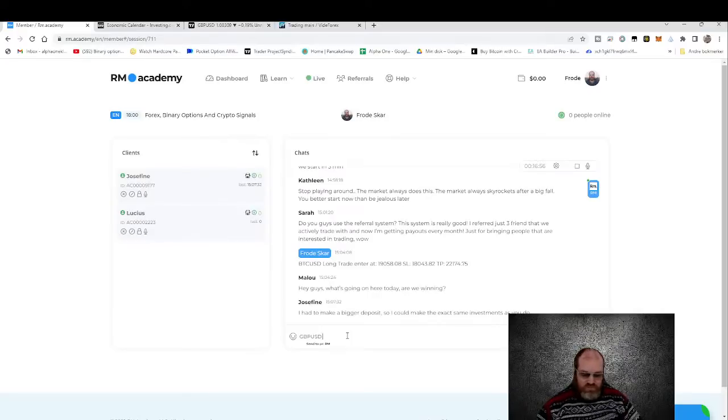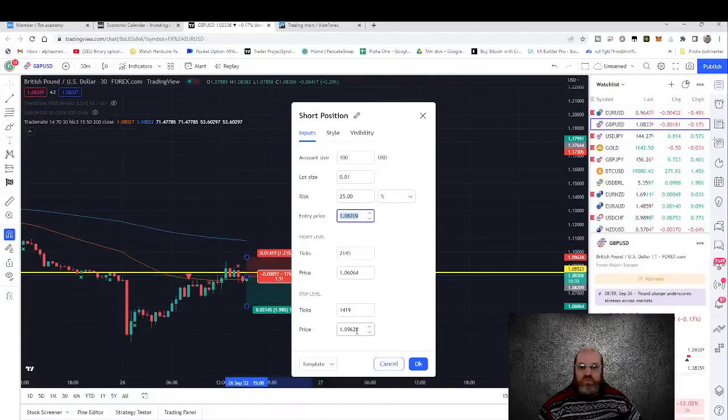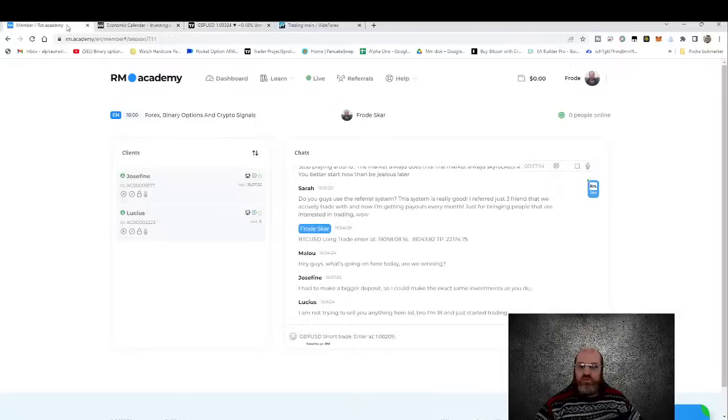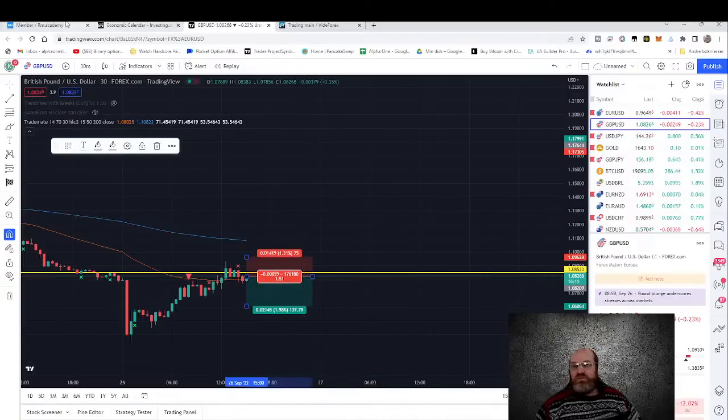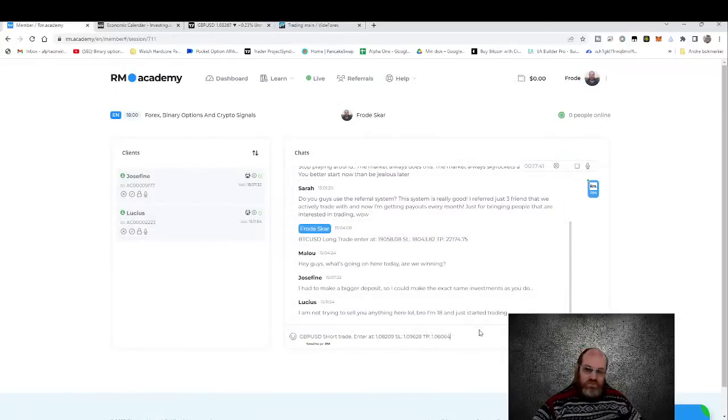So GBP/USD short trade. We enter at this level here. We take our stop loss just above the previous high, the short-term high. So we take our stop loss at this level. We set our take profit level at 1.5 times the risk. So like I said before, and I will repeat it over and over again, even if we win 50% of the trades, we are making good money. So that's why we do it like that. So take profit at this level.